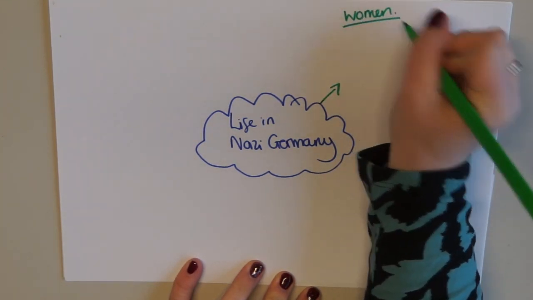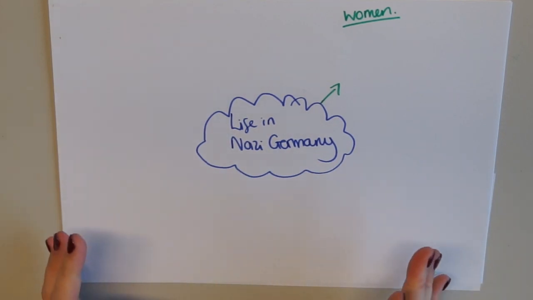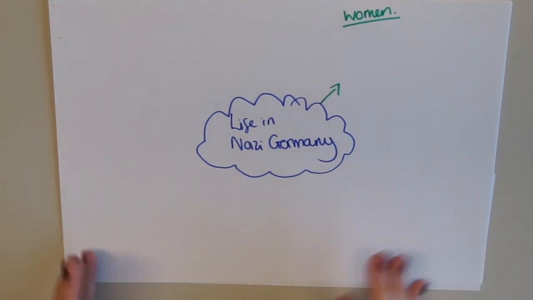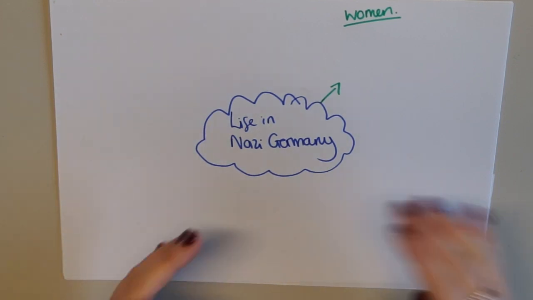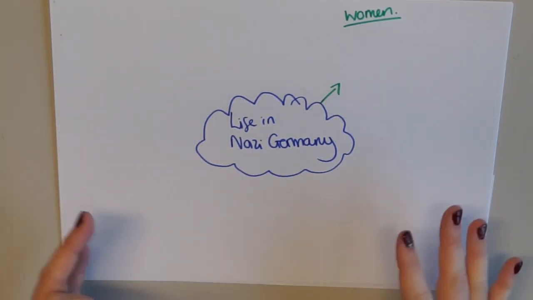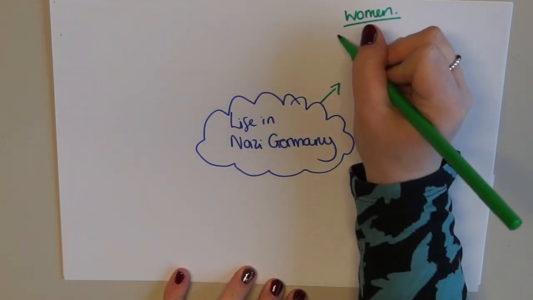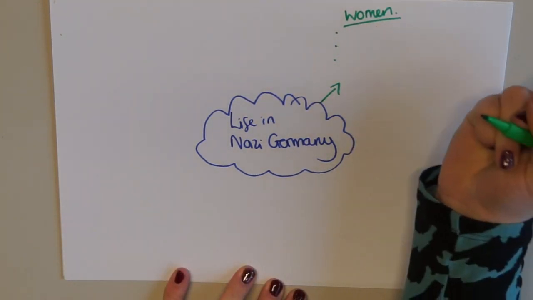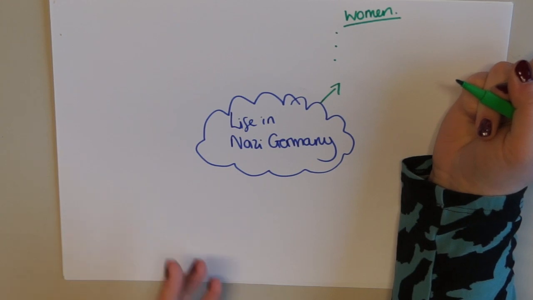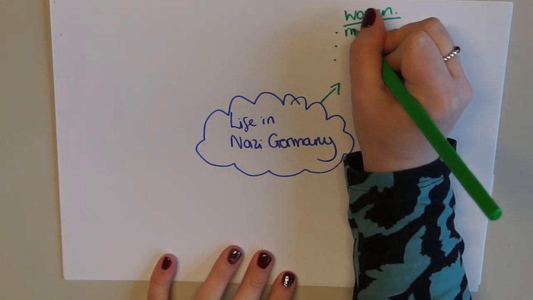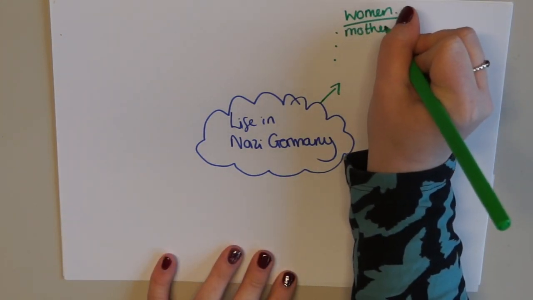Okay, and that's really important, is to have your spider diagram, your mind map, broken down into sections rather than just 20-30 different stems coming off it that don't really have a clear heading. So I'm going to bullet point all the different things that I can remember about what life was like for women. So the first one is that they had to be mothers.